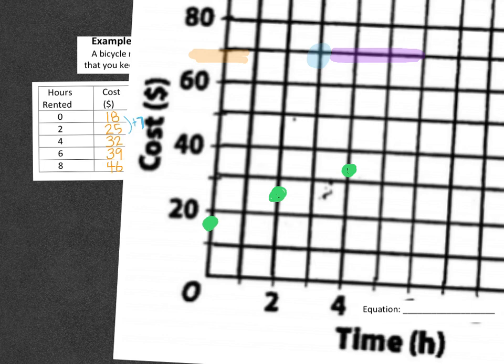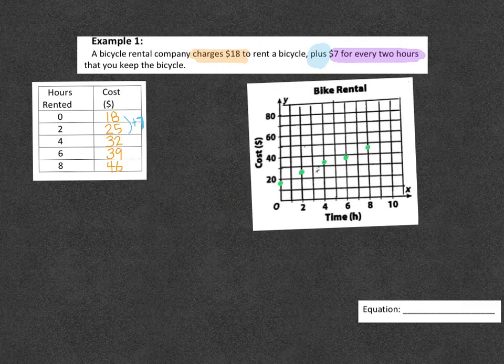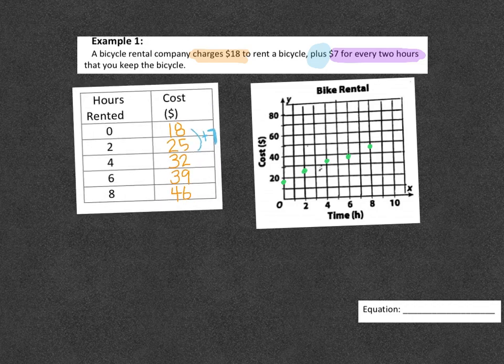6 hours was 39, so barely below 40. And then the last one, 8 hours, is $46, and that would be just a little bit past halfway between 40 and 50. Okay? We're just kind of estimating because these were counting by 10, so it was a little bit hard to get it perfect. But your graph should look something similar to that.